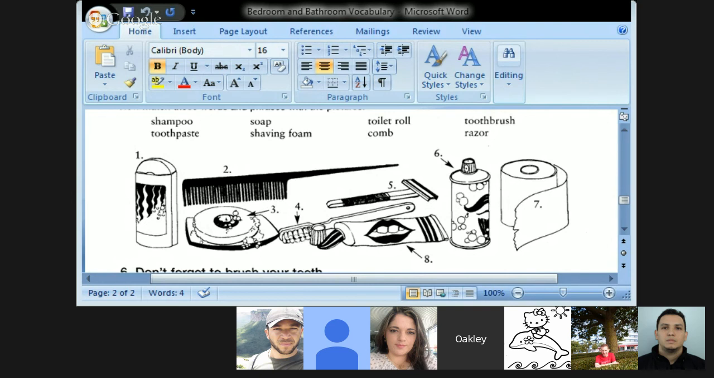Number four is toothbrush. Yeah. And might as well do number eight. We're running out of time. Ramon, go ahead. Number eight is toothpaste. Okay, his partner, toothbrush and toothpaste. Excellent. Heidi, number five? Razor. Even more so, this would be, what kind of razor? Disposable. Thank you. Exactly. Disposable razor.